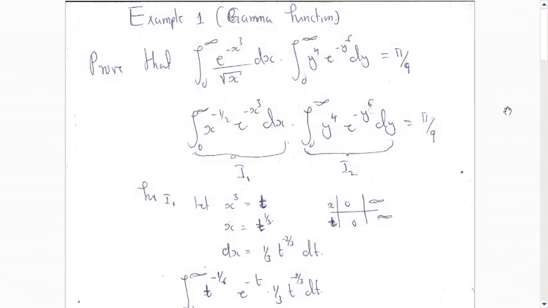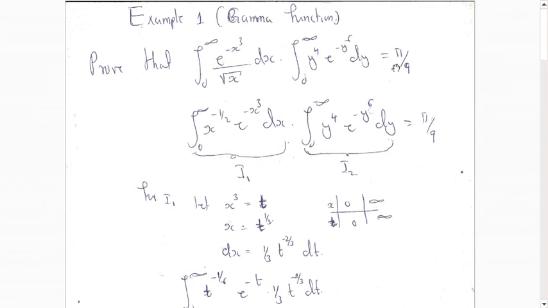Okay, so here we have another example on how to evaluate the integral using the gamma function. Our task is to prove that the integral from 0 to infinity of e raised to negative x to the power 3 over root of x dx, times the integral from 0 to infinity of y raised to power 4 e raised to negative y to the power 6 dy, equals pi over 9.